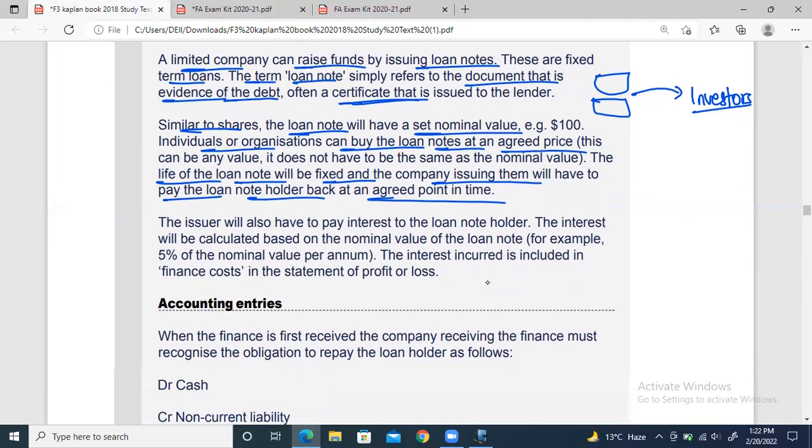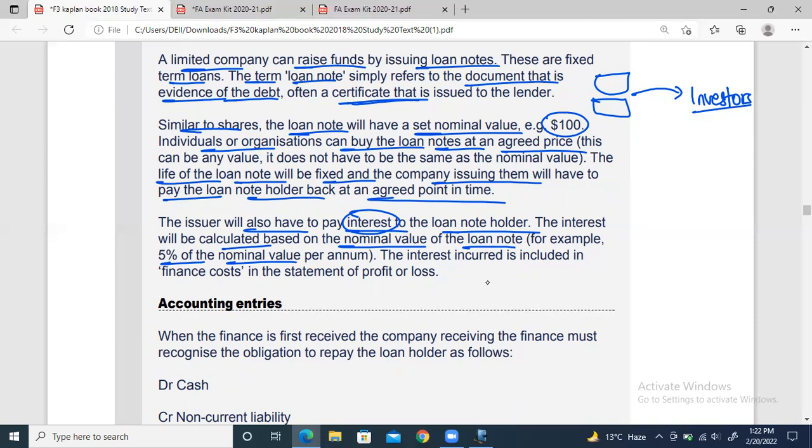The issuer will also have to pay interest to the loan note holder. Instead of dividends, this will now be called interest because it's treated as a loan or a debt. The interest will be calculated on the nominal value of the loan note, for example 5% of this nominal value, let's say it was $100. Every loan note will have a nominal value.